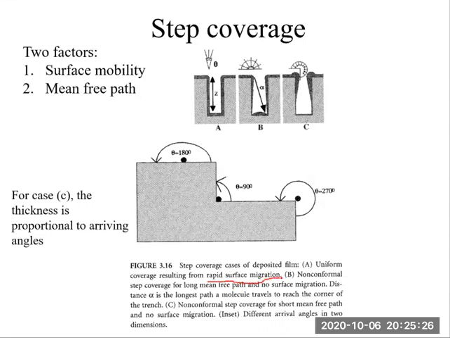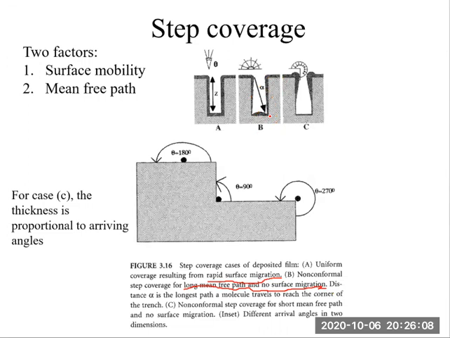If we have a rapid surface migration or large surface mobility, then we can always get uniform step coverage, no matter how long or how short the mean free path is. That's case A. Case B plots the non-conformal step coverage for long mean free path and no surface migration. But then we obtain this non-uniform thin film deposition.